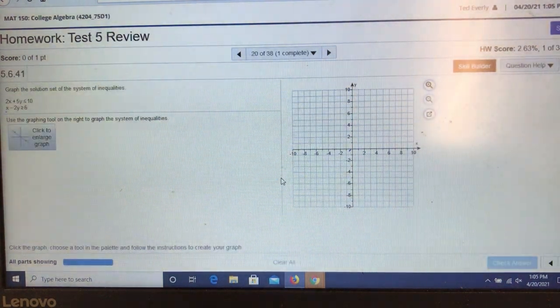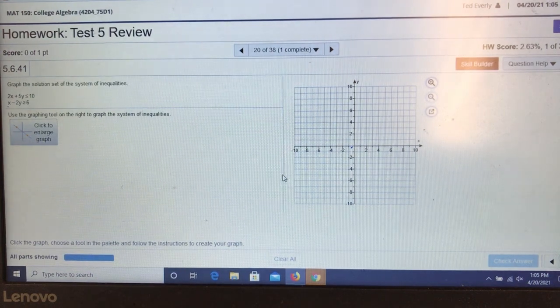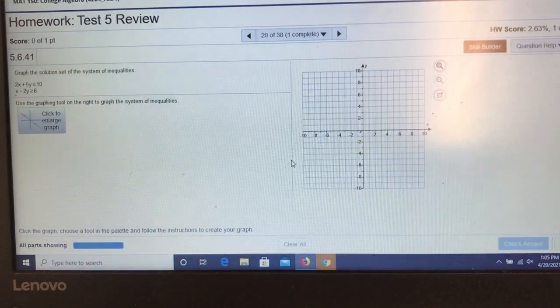All right. Now here's another one we got to graph. We got a bunch of graphing ones in a row here. All right, so we're going to graph this.